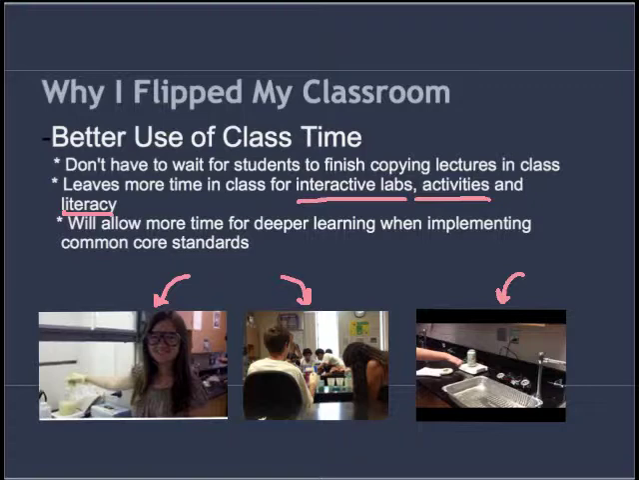So it's been really fun and a better use of class time since I flipped my classroom. And when we're talking about the Common Core standards, it's going to give you even more meaningful, deeper learning experience inside of class because you don't have to go over the lectures, and it doesn't take you 20 to 30 minutes to go over a lecture that a 10-minute video can do at home. So it's a beautiful thing.